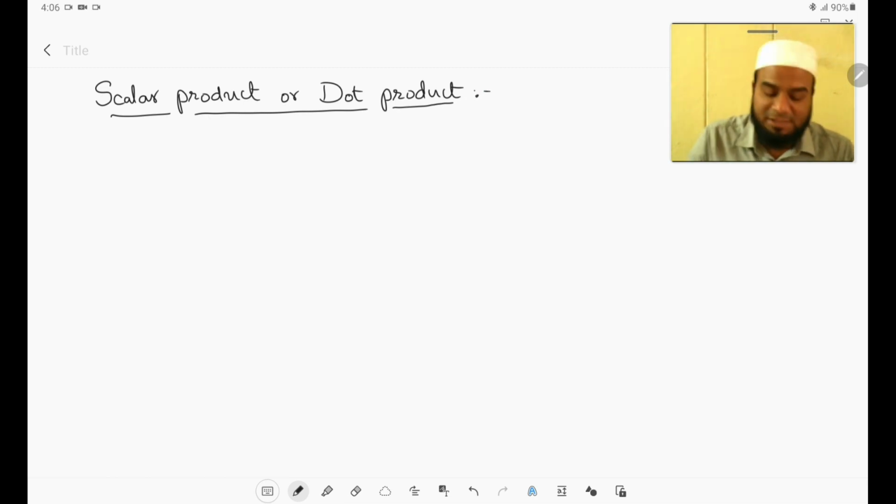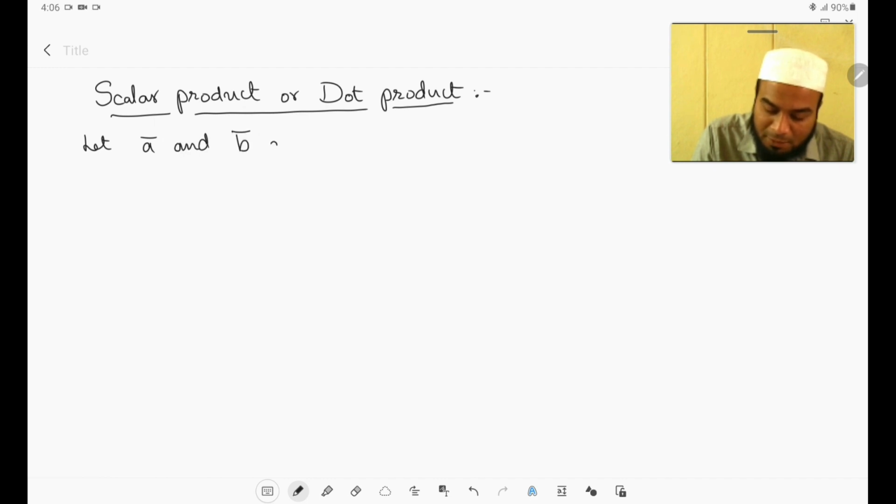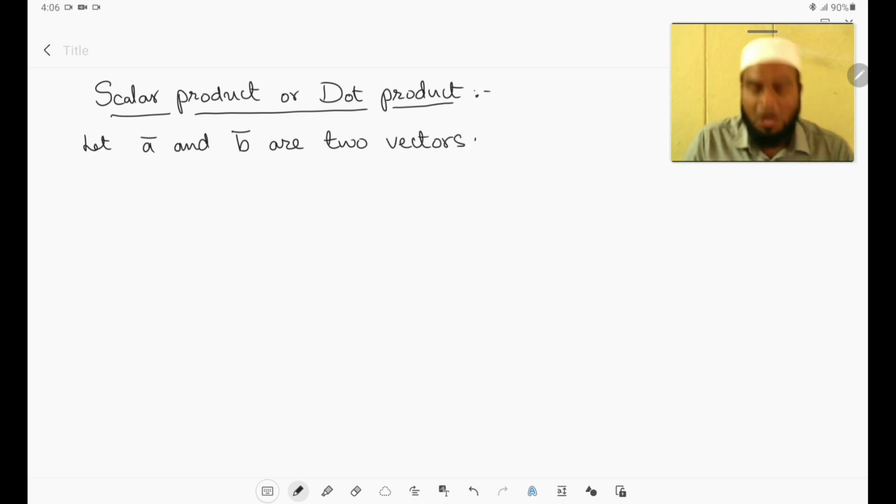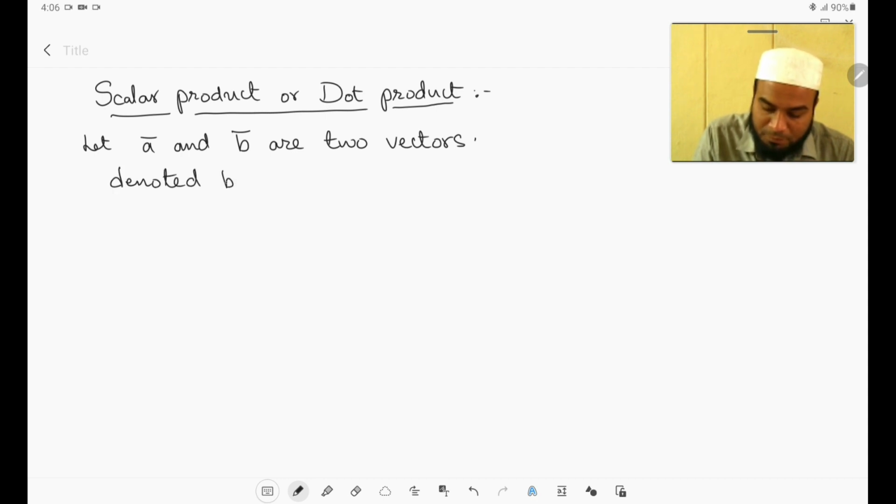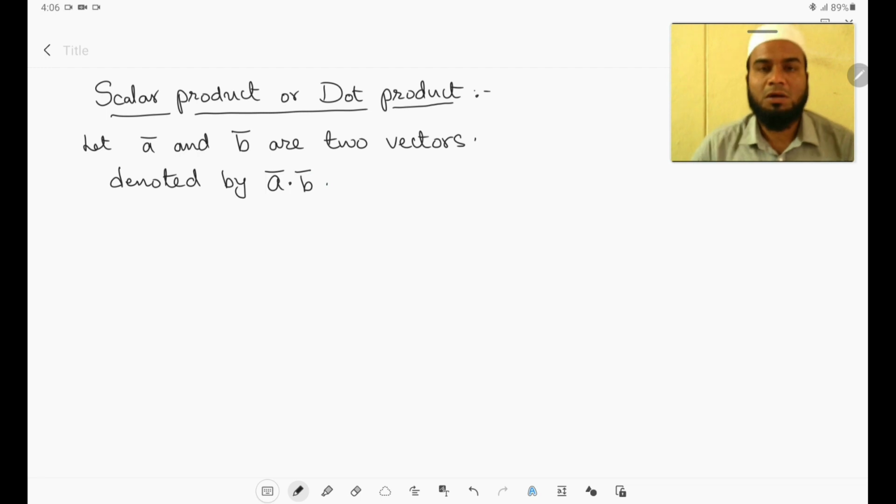So how do we define this? Suppose we have two vectors, a bar and b bar. How do we denote the dot product? The dot product of a bar and b bar is denoted by a bar dot b bar. This is the notation of the dot product.